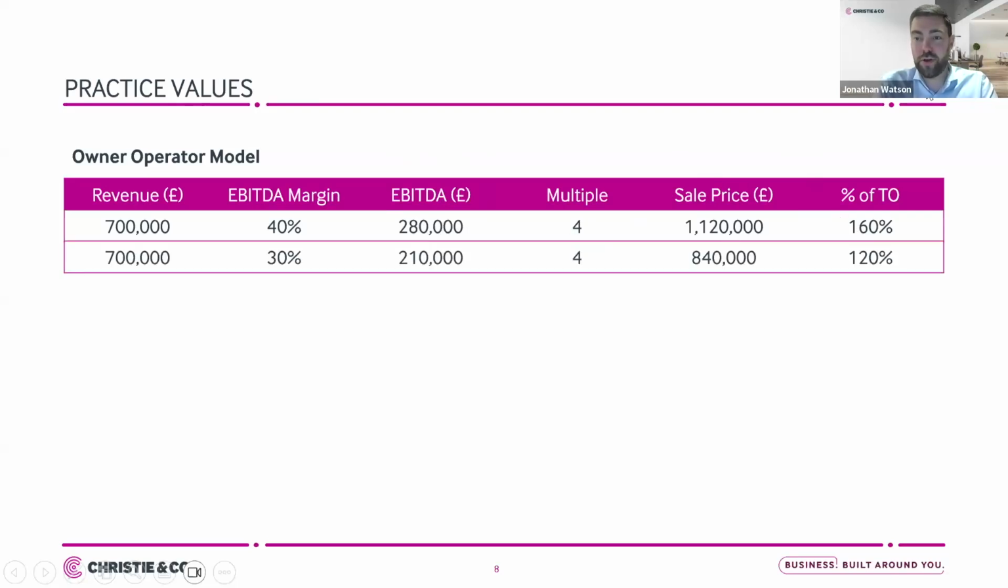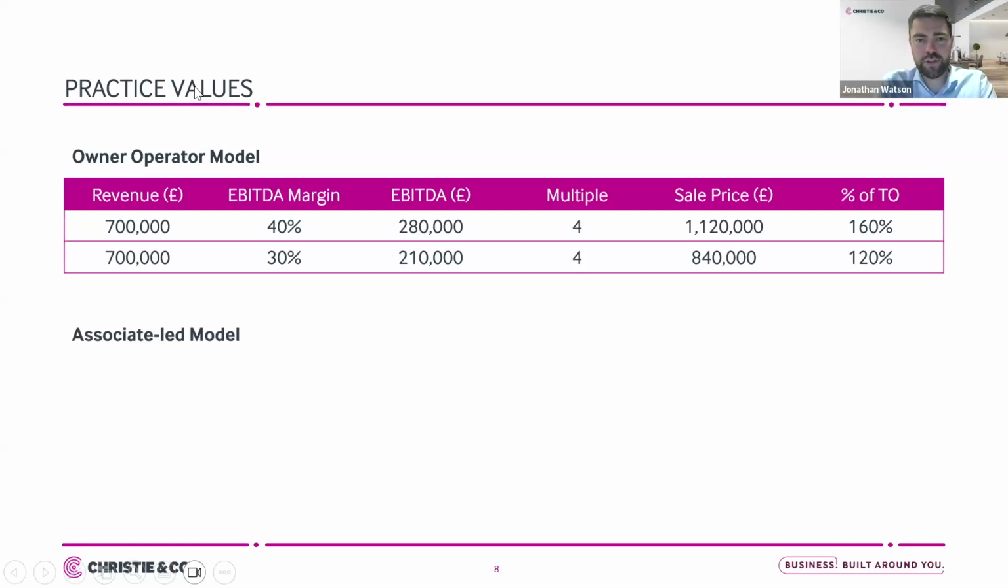And just to use a little demonstration of a 30% EBITDA margin on the same practice, that 10% drop in EBITDA margin now returns a sale price of 840k, which is only 120% of revenue, which is obviously a big jump.